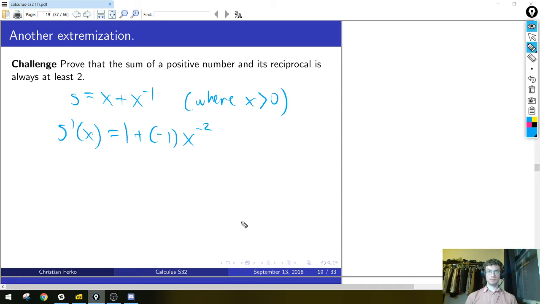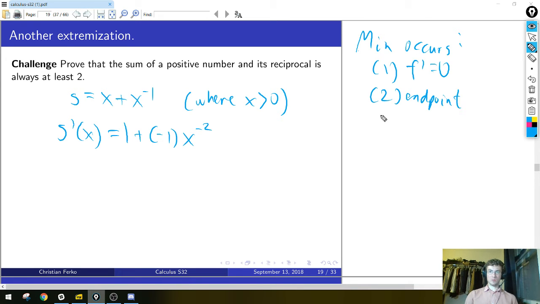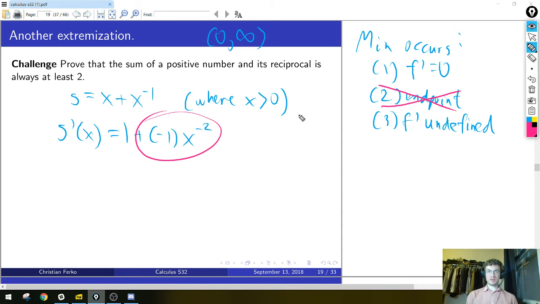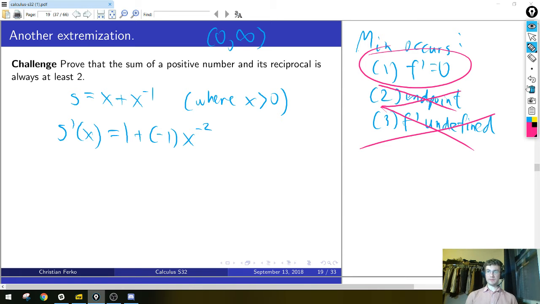Well, we're trying to find the minimum, right? So a minimum occurs in three places: where f prime equals 0, or at an endpoint, or where the derivative is undefined. Now there are no endpoints because this is an open interval, the interval 0 to infinity. The only place where this is undefined is at x equals 0, but that is already excluded from our domain, so there's none of case 3. So the minimum can only occur where the derivative is 0, right? All right. Good, so what do I do?